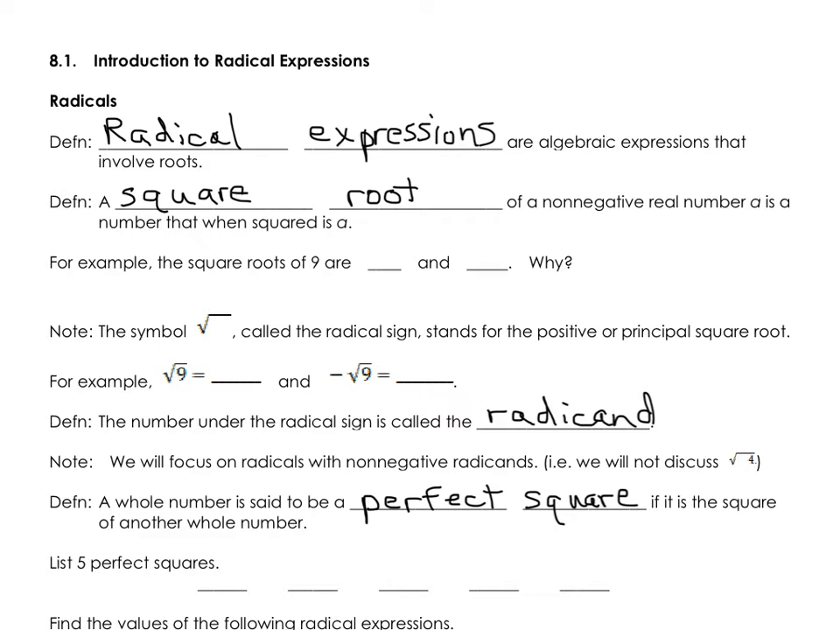For example, the square roots of 9 are, what number can you square and get 9? Well, if you square 3, 3 squared is 9, so that works. But there's another one. What's the other one? Negative 3. Negative 3 squared is also 9. And 3 squared is 9. So positive 3 and negative 3 are square roots of 9.